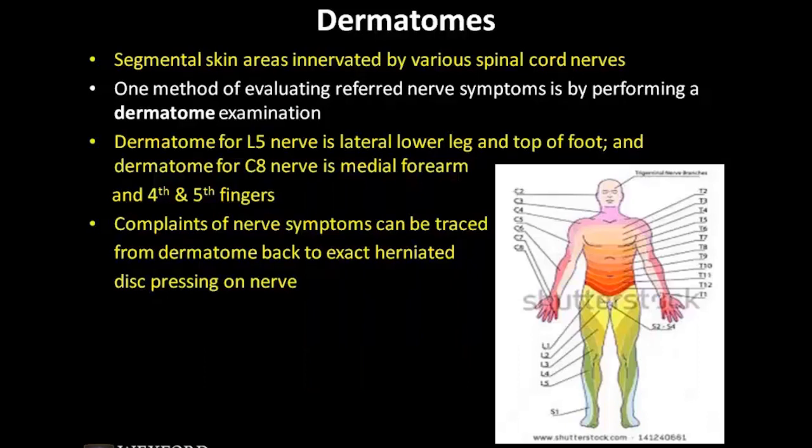One method of evaluating referred nerve symptoms is by performing a dermatome examination. A dermatome is a segment of skin innervated by a spinal nerve. For example, the dermatome for the L5 nerve is the lateral lower leg and the top of the foot, and the dermatome for the C8 nerve is the medial forearm and 4th and 5th fingers. Consequently, complaints of nerve symptoms can be traced from the dermatome back to the exact herniated disc pressing on the nerve.